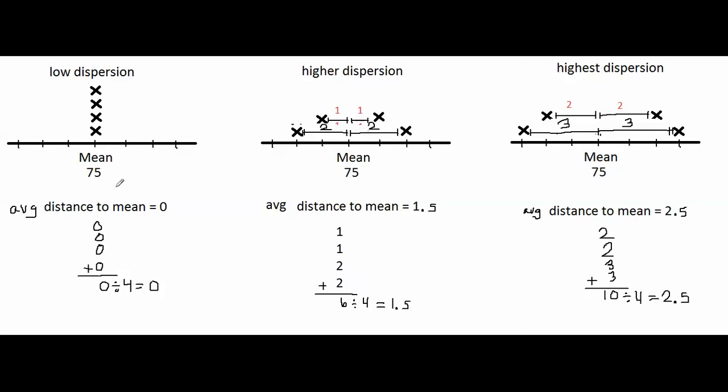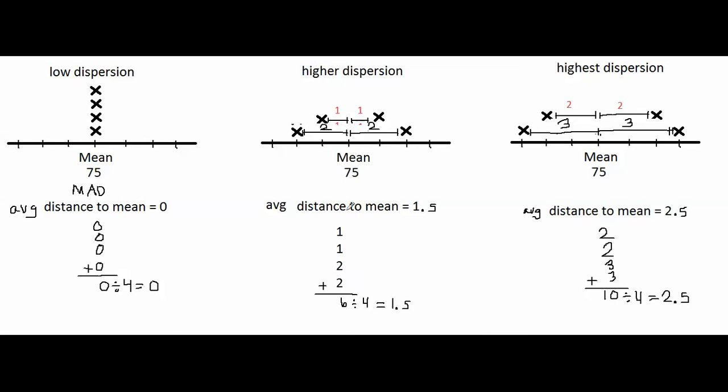There's actually a name for this value that I've just calculated. The average distance to the mean is called the mean absolute deviation, or the MAD, because each distance to the mean is called an absolute deviation. So this is an absolute deviation of 1. This is an absolute deviation of 2. This is an absolute deviation of 1 again. And this is an absolute deviation of 2. So each person in my class has both an exam score and an absolute deviation that shows how far the person is from the mean.